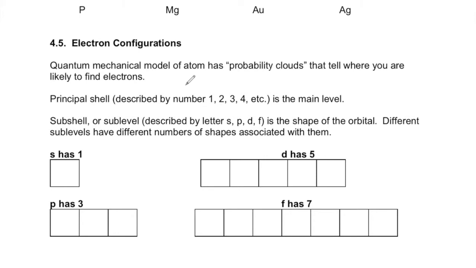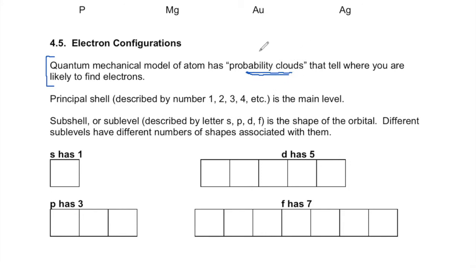Electron configurations are a way to try to describe where the electrons around an atom are located. So it's something that everybody who takes chemistry is familiar with and has seen, and probably nobody truly understands. Quantum mechanics is very complicated, and it's a complicated math that is used to calculate these clouds of probability that tell where you're likely to find an electron.